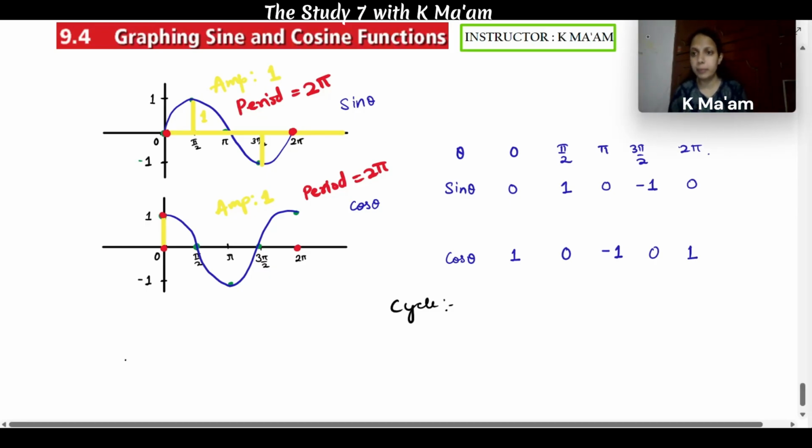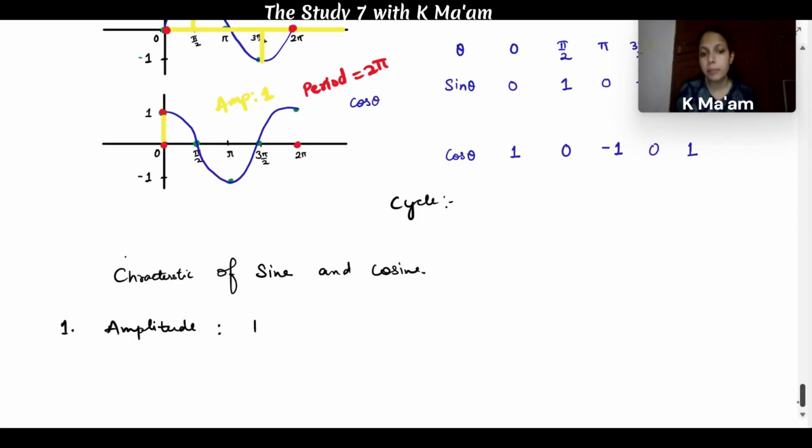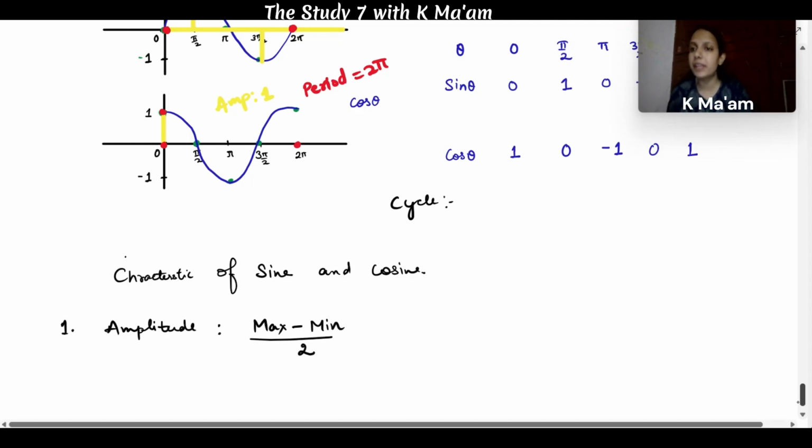So whatever we have done up to this, let's consider under the characteristics of sine and cosine. The first is amplitude. You can also find the amplitude as maximum value minus minimum value divided by 2. It will give you the amplitude.